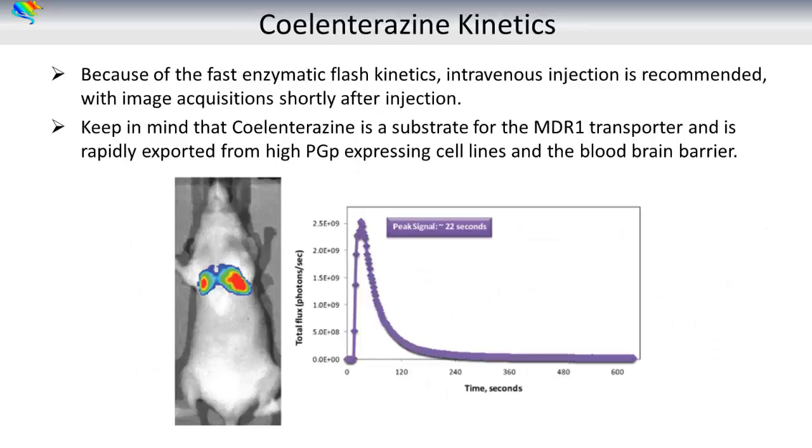Coelenterazine kinetics. Because of the fast enzymatic flash kinetics, intravenous injection is recommended, with image acquisition shortly after injection. Keep in mind that coelenterazine is a substrate for the MDR1 transporter and is rapidly exported from high PGP expressing cell lines and the blood-brain barrier.